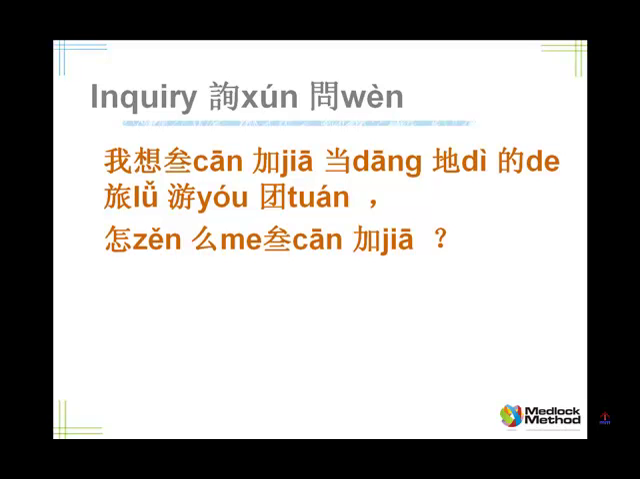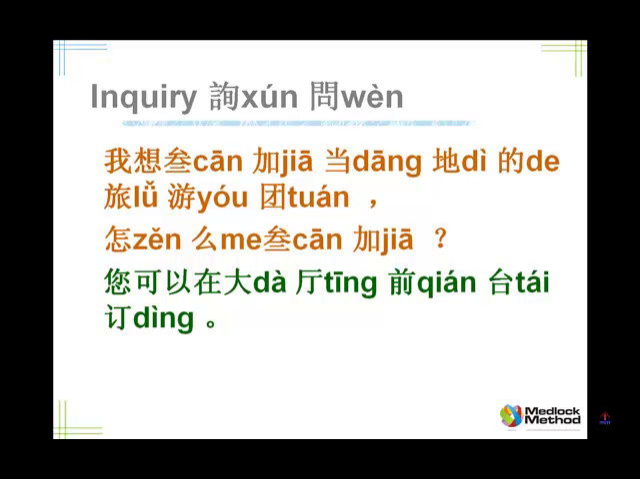And they're going to tell you, you can book at the front desk in the lobby. Now the Chinese way of phrasing this is a little bit different, the word order. That's right. You literally say, you can at the lobby's front desk book. So let's first have the word for front desk. 前台. And lobby? 大厅. So the lobby's front desk? 大厅前台. Tell me, you can book at the front desk in the lobby. 您可以在大厅前台订.